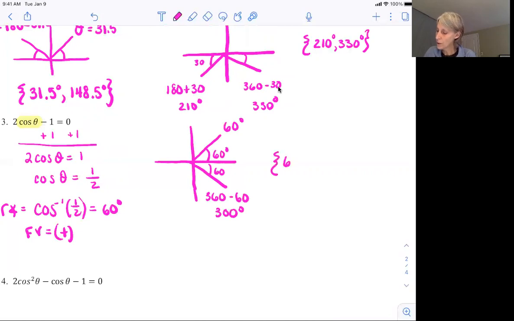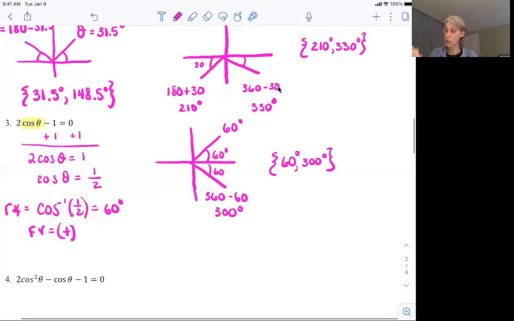Okay, and you'll notice lots of times you're going to get two answers when our angle falls in between and in one of the quadrants. If it's a quadrant value, then you may only get one answer. So we have to be aware of that and be careful.